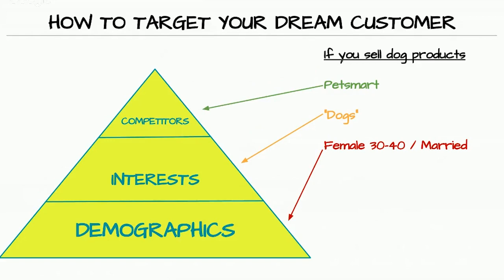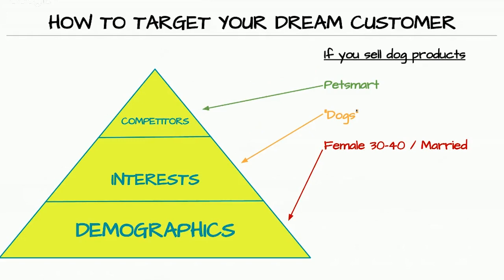So let's use an example. If you sell dog products, if somebody likes PetSmart, okay, that means they like a store that sells pet products. So they specifically have engaged and liked a brand that sells stuff that you're selling because you sell dog products. All right. So this is great. This is fantastic. This is exactly who I would go for. In interests, there might be dogs.